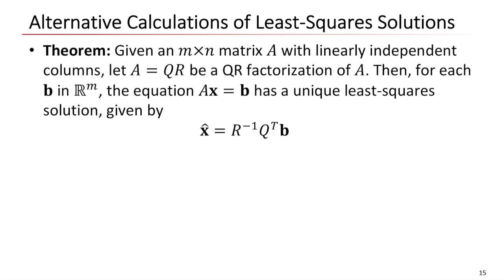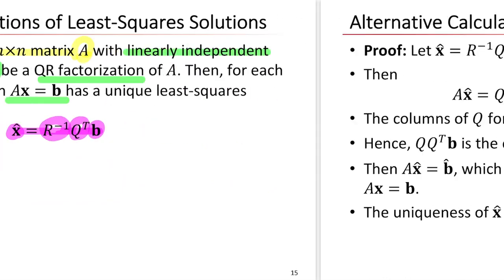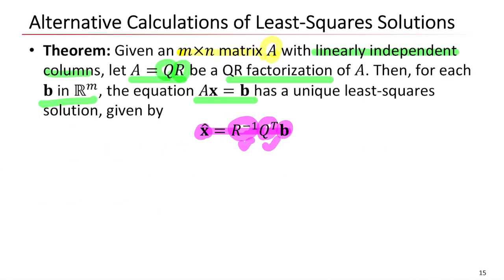Okay, so let's think about this. Given an M by N matrix A with linearly independent columns, let matrix A be decomposed into Q and R by using the QR factorization, right? Then for each B in R^m, the equation Ax equals B has a unique least squares solution, which can be computed by x hat equals R inverse Q transpose B, right? So compared to the previous one, now we use R and Q to find the least squares solution. Okay, let's prove this.